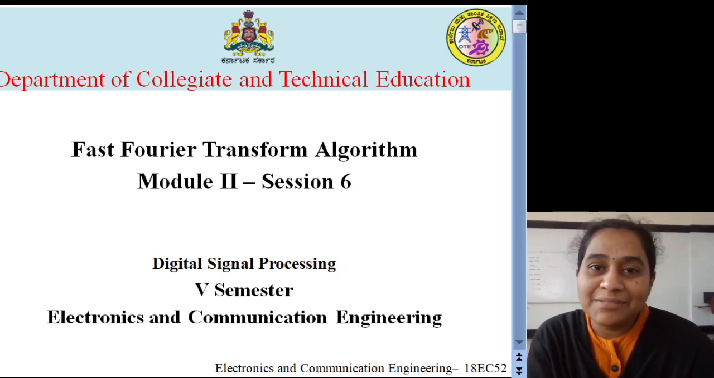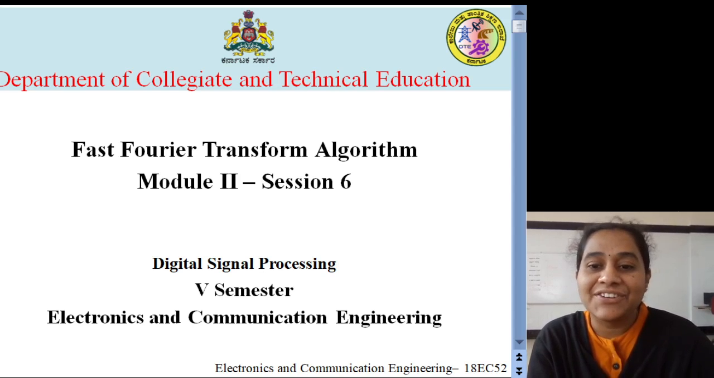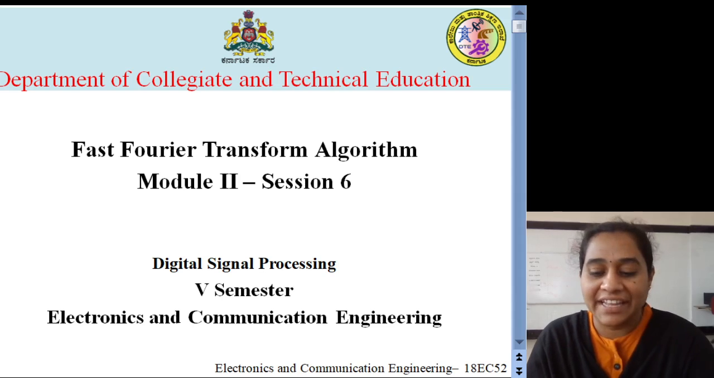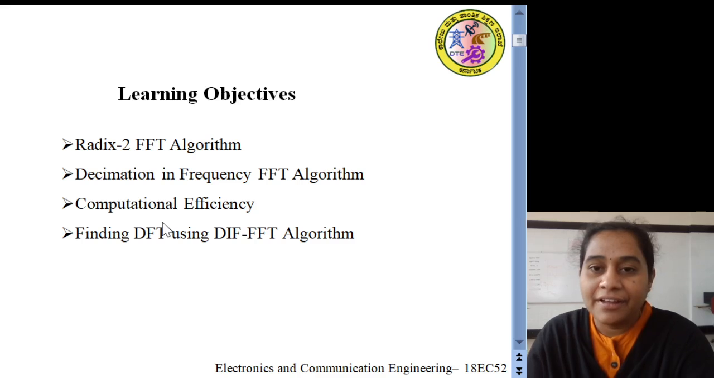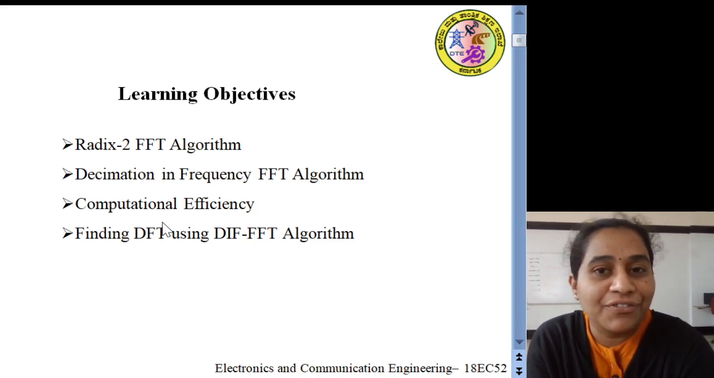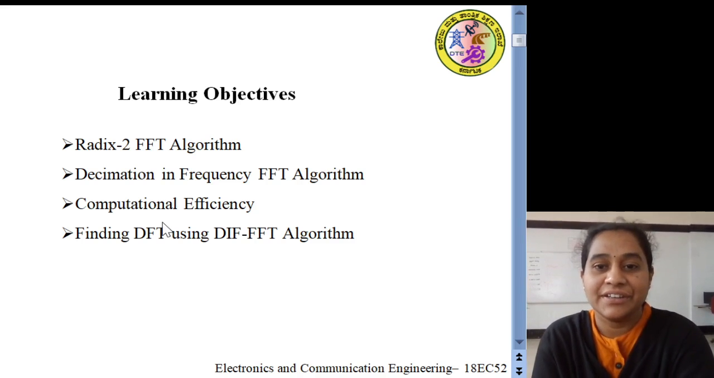Hello, welcome to session 6 of module 2 of the subject digital signal processing, that is the fast Fourier transform algorithm, which is prescribed for the 5th semester electronics and communication engineering. First, let us have the learning objectives of this session.